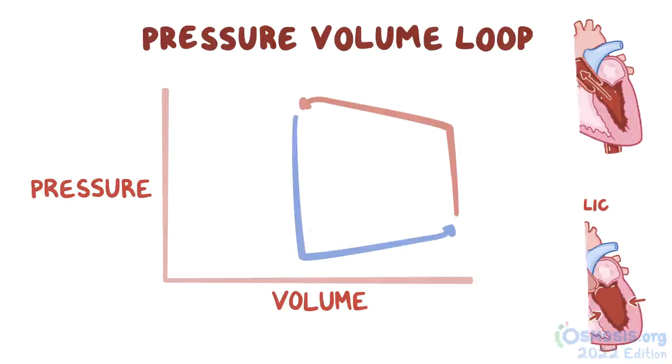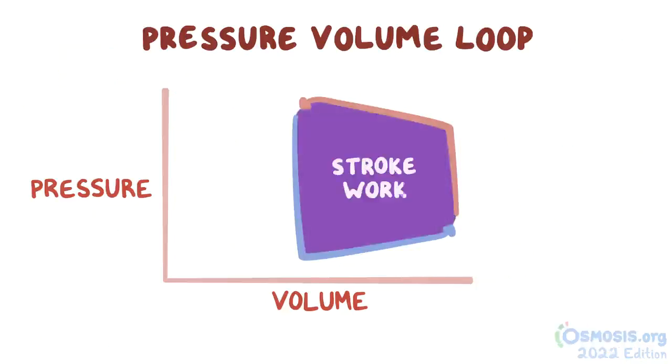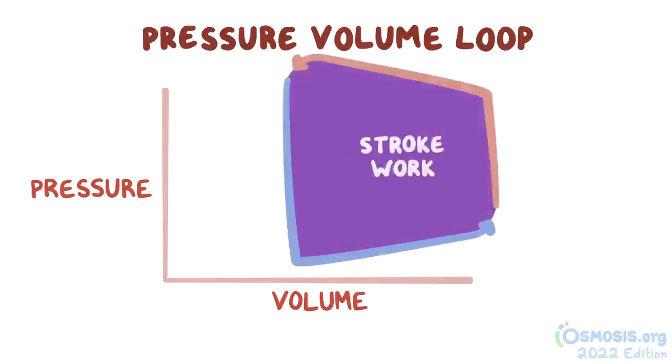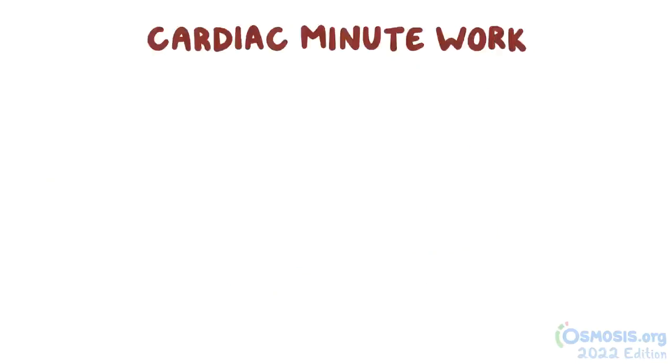All this happens during one heartbeat, and stroke work during one heartbeat is proportional to the area inside the loop. In other words, the bigger the loop and the more the area inside of it, the more stroke work our heart does. In a related concept, cardiac minute work is defined as work per time, or how much work the heart muscle does over 1 minute.